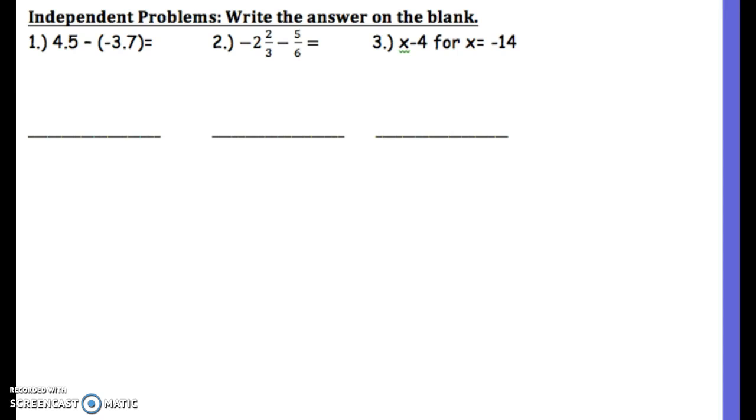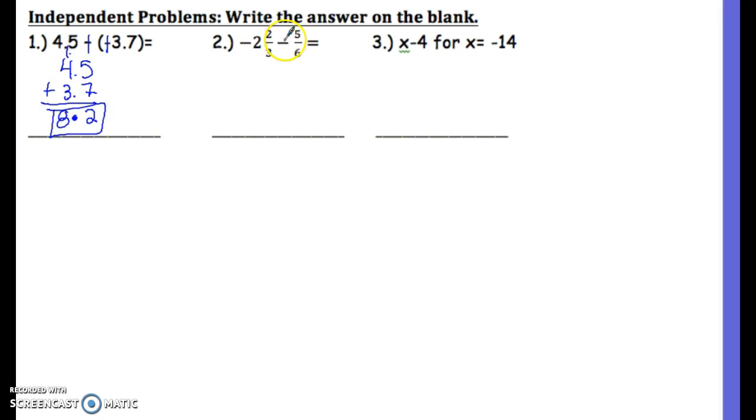All right, let's do these ones. Oh, change it to add the opposite. So now we just add, and they're both positive. That turns out great. 4.5, I think it's easier to add decimals when I write them vertically. Bring your decimal down. 7 plus 5 is 12. 4 plus 1 is 5 plus 3 is 8.2.